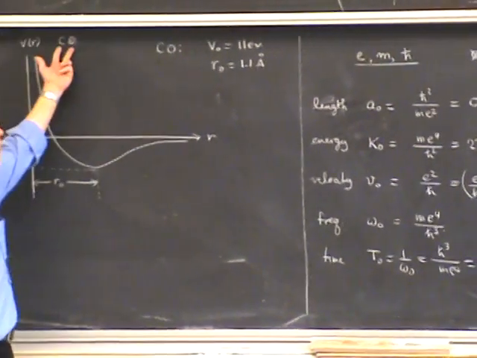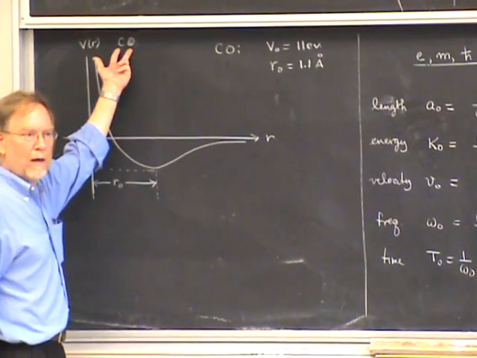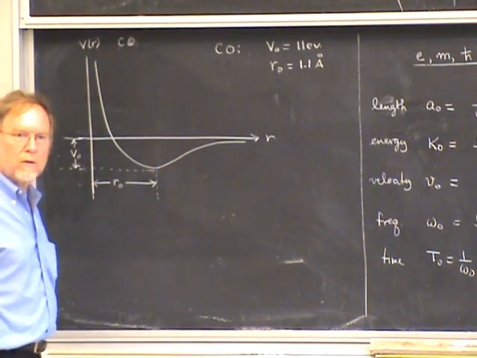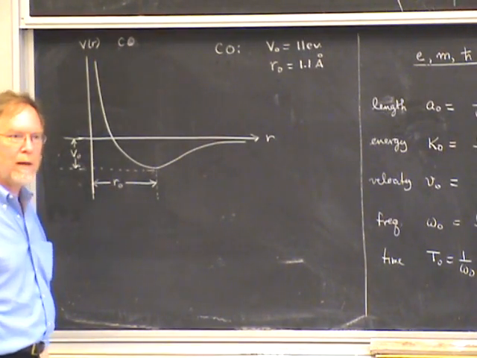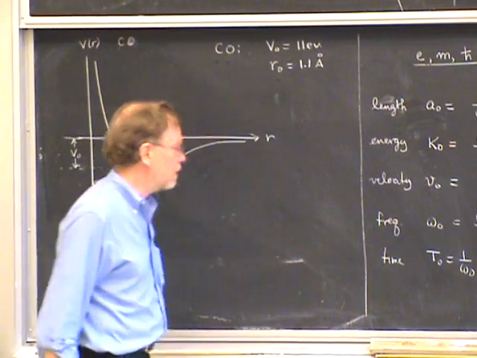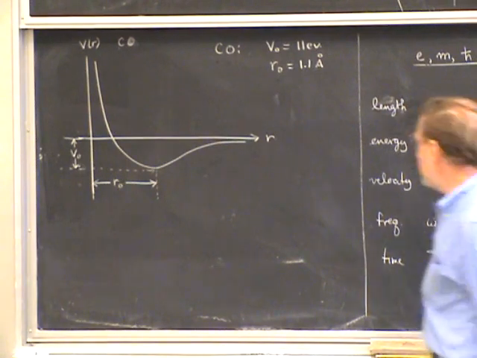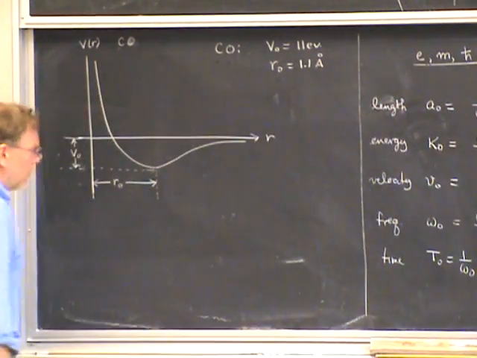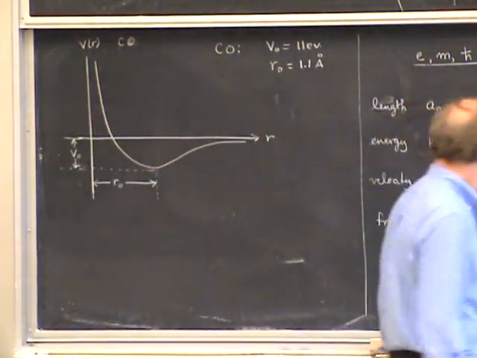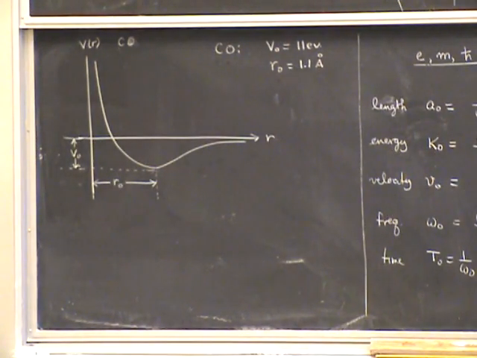Nobody makes muonic molecules like that. There are too many muons required. But they do make muonic molecules that have one or two muons replacing electrons, and there's actually quite some interest in that. There is no such thing as muonic carbon monoxide, as far as I know. So this is a dimensional analysis.